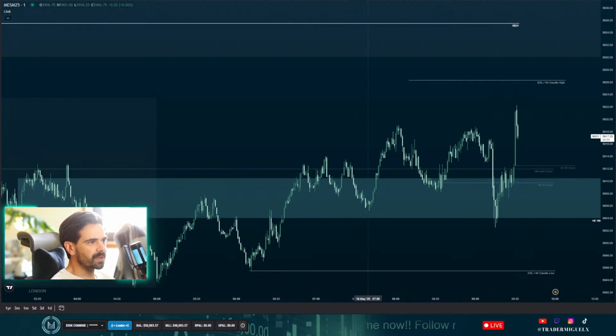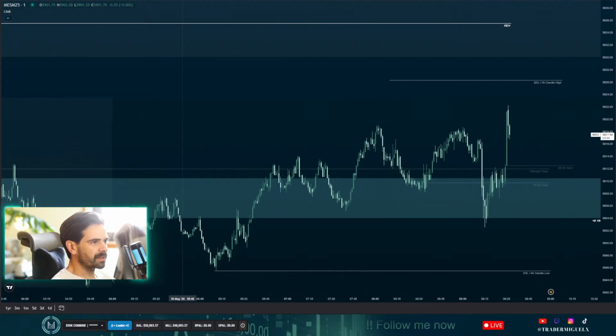So NQ and ES doing something similar. Not a big difference between those two, just on the higher time frames. If you look at the 15-minute, you can already see an SMT where NQ took the 15th of May lows, while ES is still saving them.